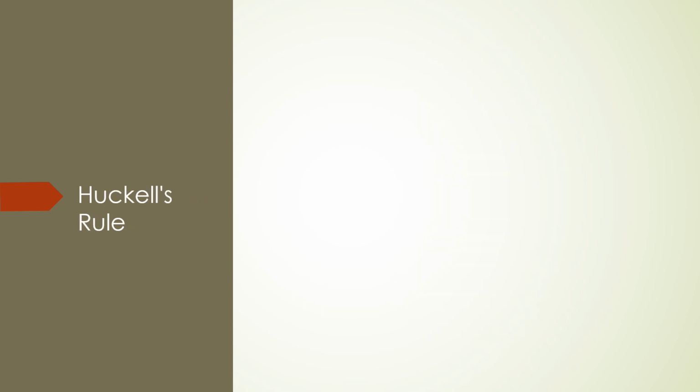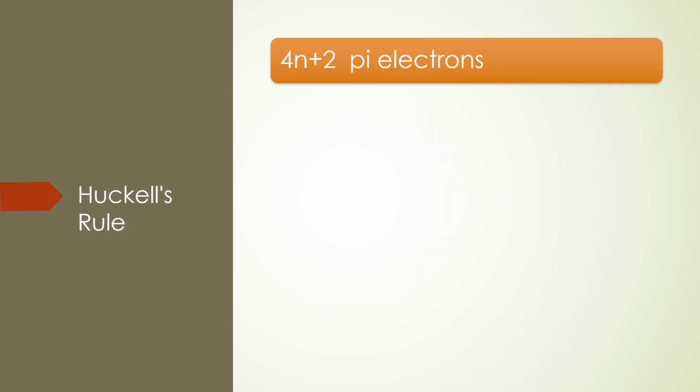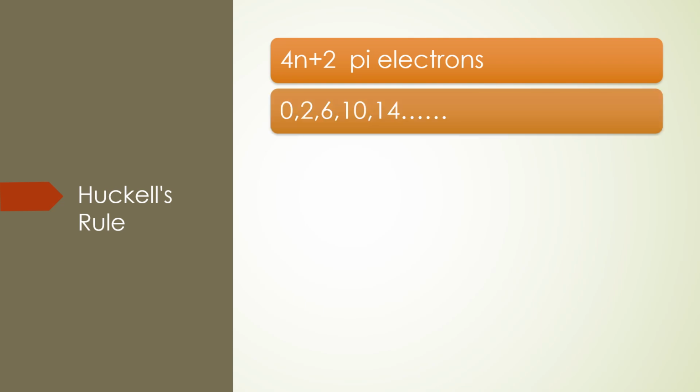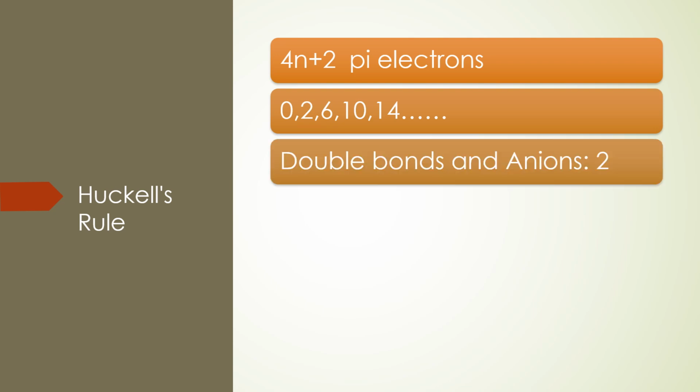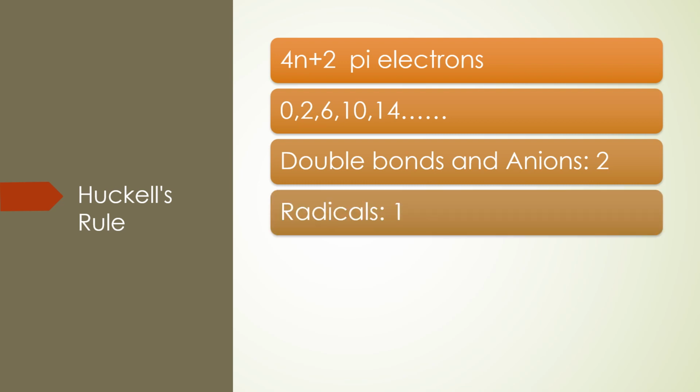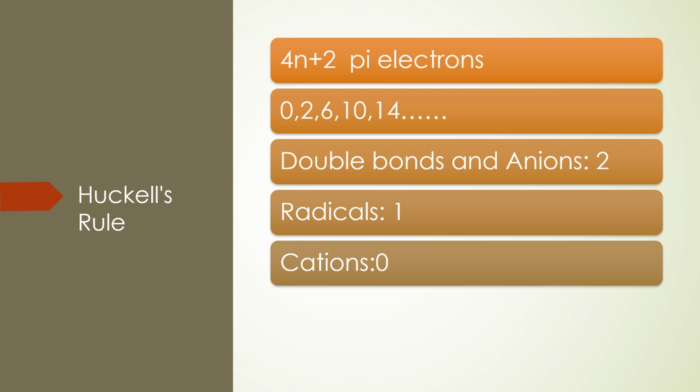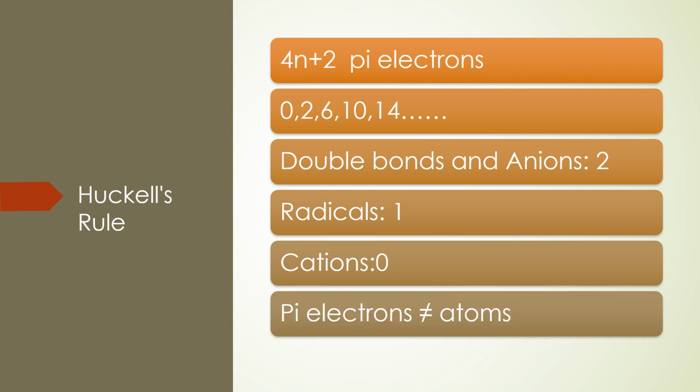Huckel's rule says that an aromatic compound must contain 4n plus 2 pi electrons, n being any integer. You can also just memorize the numbers, 2, 6, 10, 14, and so on. Double bonds and anions give you 2 pi electrons, radicals give you 1, and cations give none at all. Remember that we're counting pi electrons and not atoms.